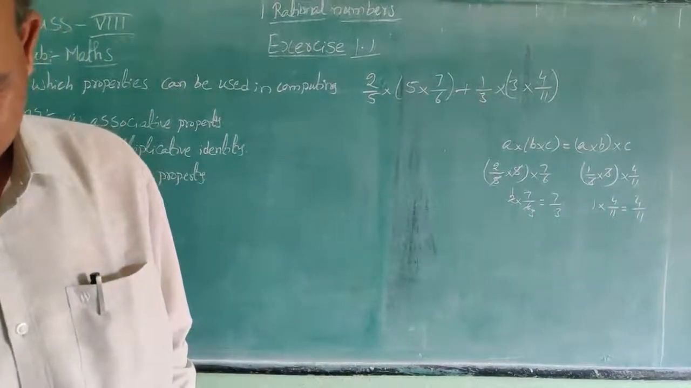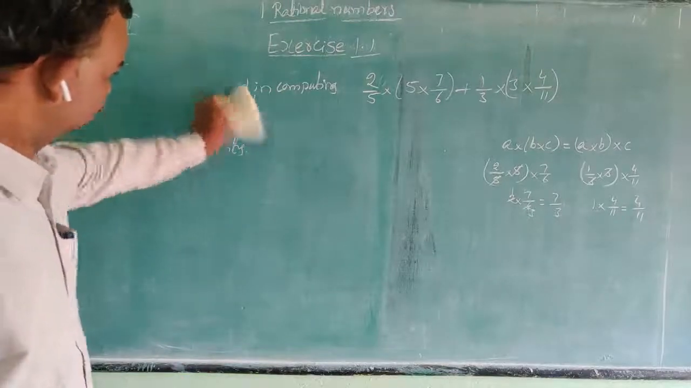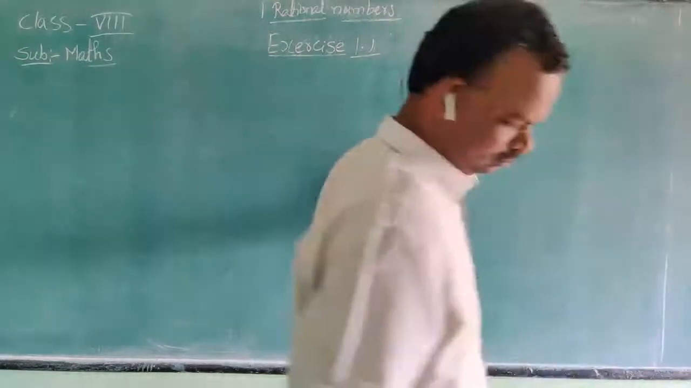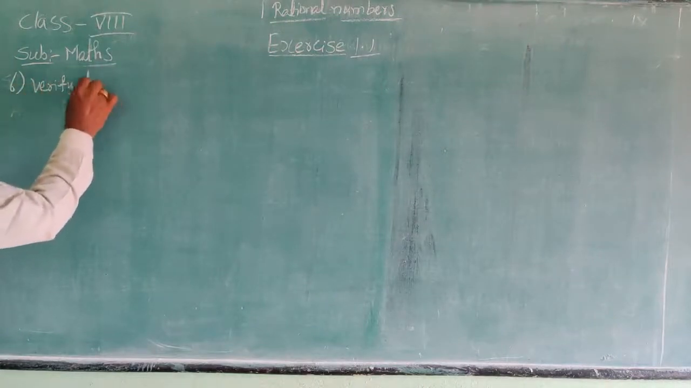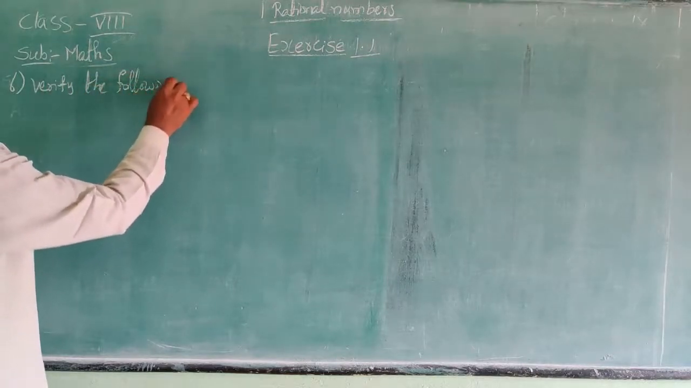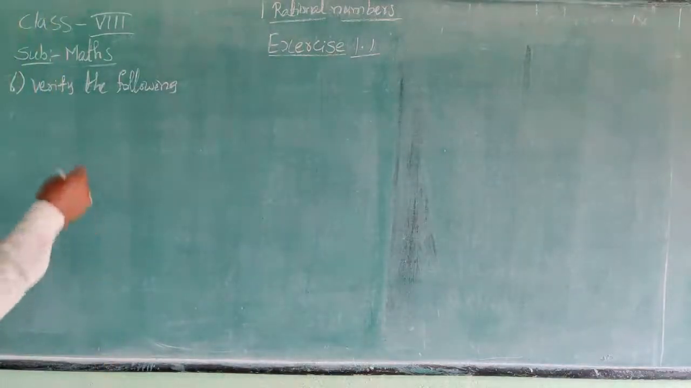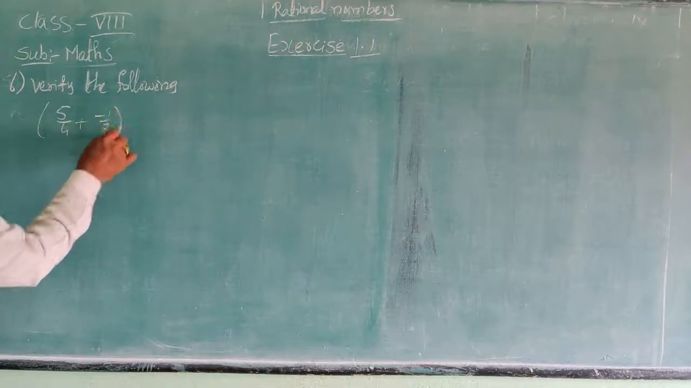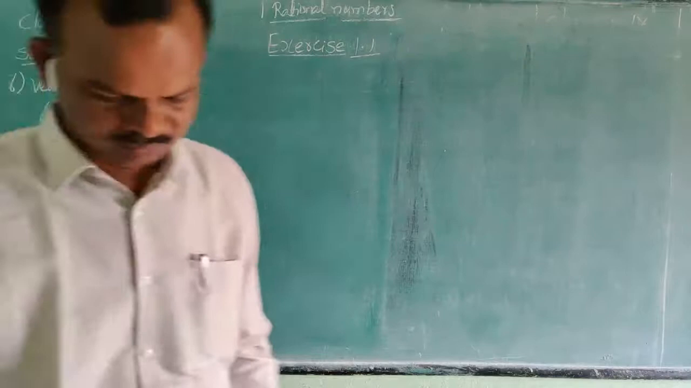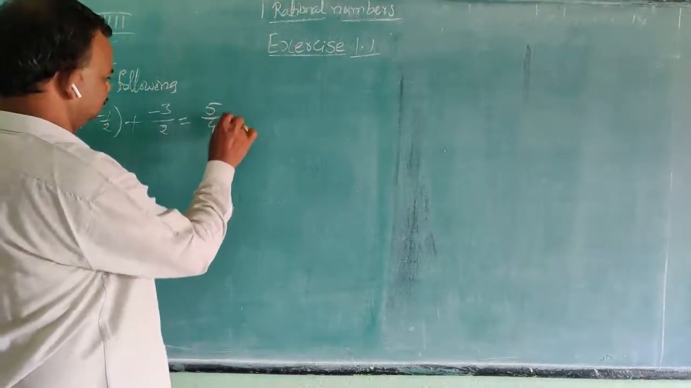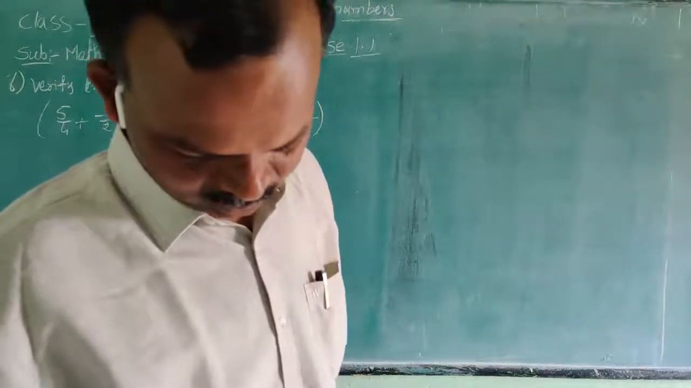And the sixth one is the sixth sum. Following. 4 plus minus 1 by 2 plus 3 by 2 is equal to 5 plus minus 2 plus minus 3 by 2, minus 1 by 2 plus minus 3 by 2.